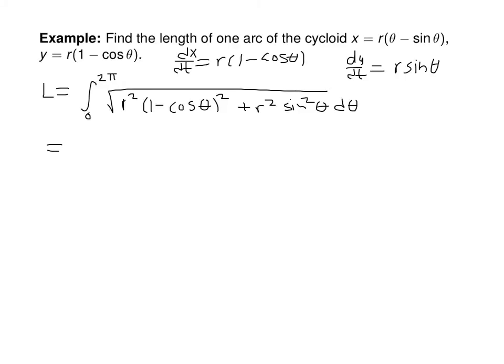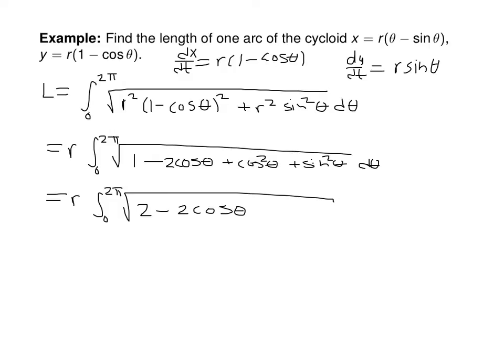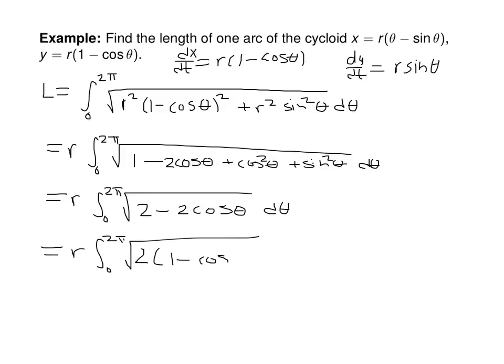So factor out that r squared and root it, and we'll have an r out in front, 0 to 2 pi, and expand: 1 minus 2 cosine of theta plus cosine squared theta plus sine squared theta d theta, and that cosine squared plus sine squared is equal to 1. So we'll have r times the integral from 0 to 2 pi of the root of 2 minus 2 cosine of theta d theta, or 0 to 2 pi of the root of 2 times 1 minus cosine of theta d theta.